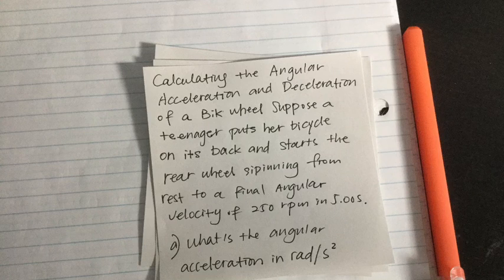After learning all these formulas and equations, now we have to do an example problem to test out our skills. The question is calculating the angular acceleration of a bike wheel. Suppose a teenager puts her bicycle on its back and starts the rear wheel spinning from rest to a final angular velocity of 250 rpm, which is revolutions per minute, in 5 seconds. What's the angular acceleration in radians per second squared?